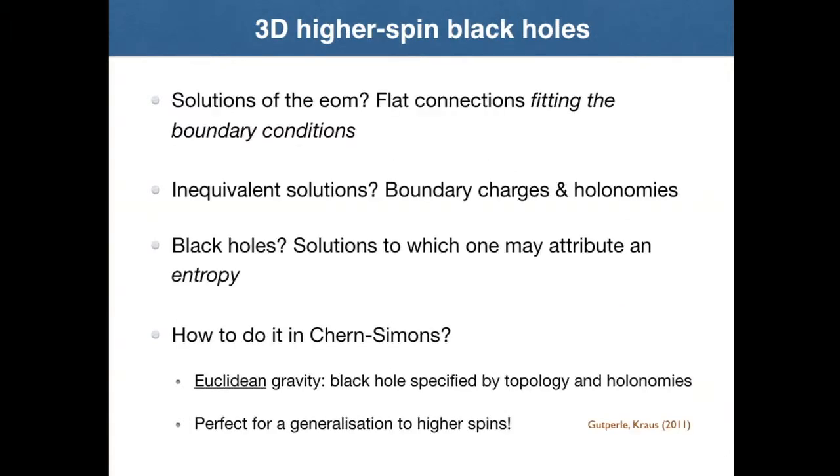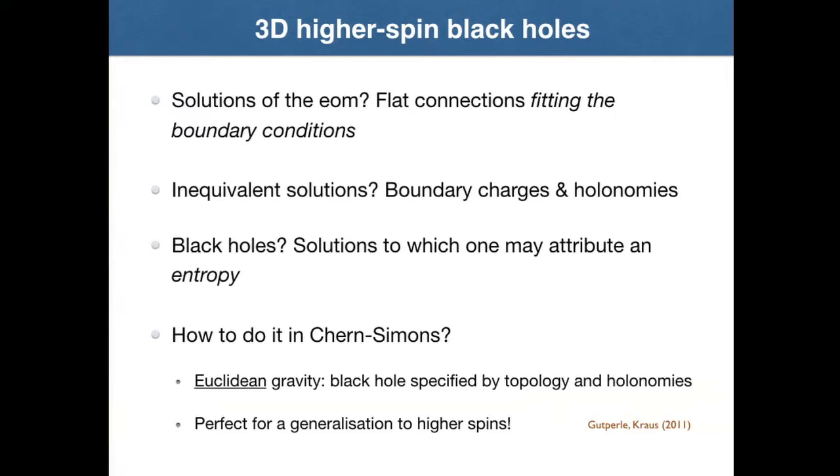So this was the presentation of the actions, the presentation of the theory. Now, what are the solutions of the equations of motion? What are the solutions in the theory? First of all, solutions in this case, since we just have a Chern-Simons theory, are just flat connections, essentially all flat connections that fit the boundary conditions. So how do you distinguish inequivalent solutions? They are specified by boundary charges and possibly by holonomies.